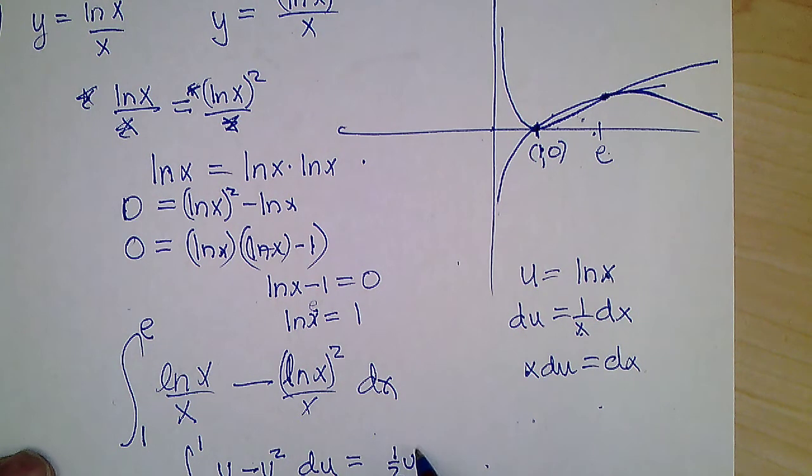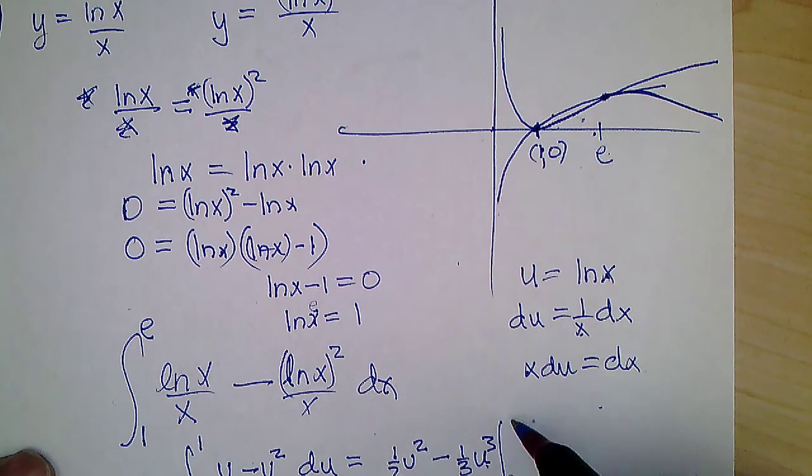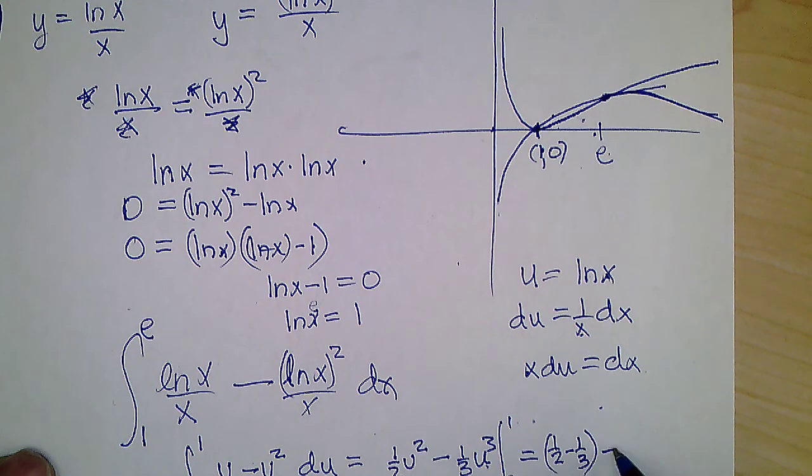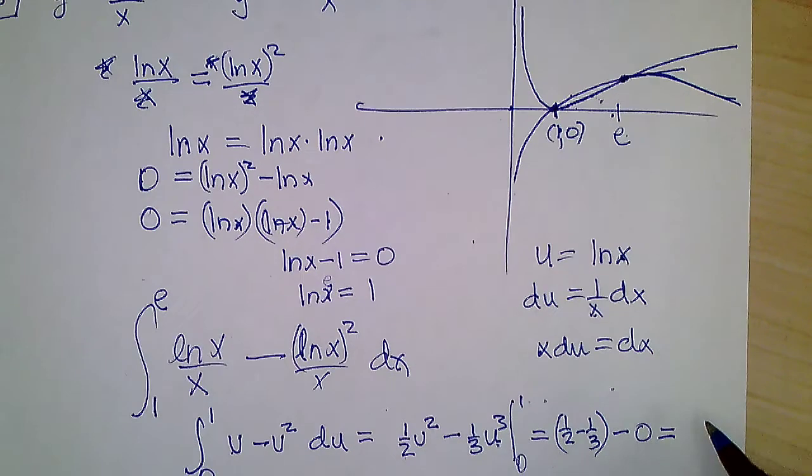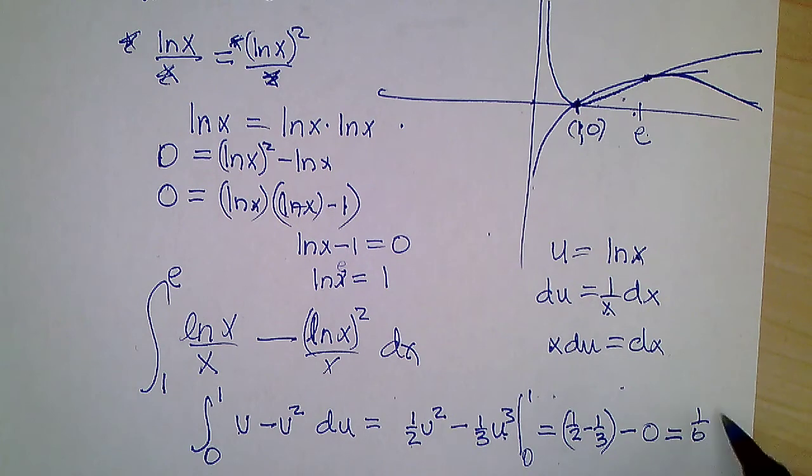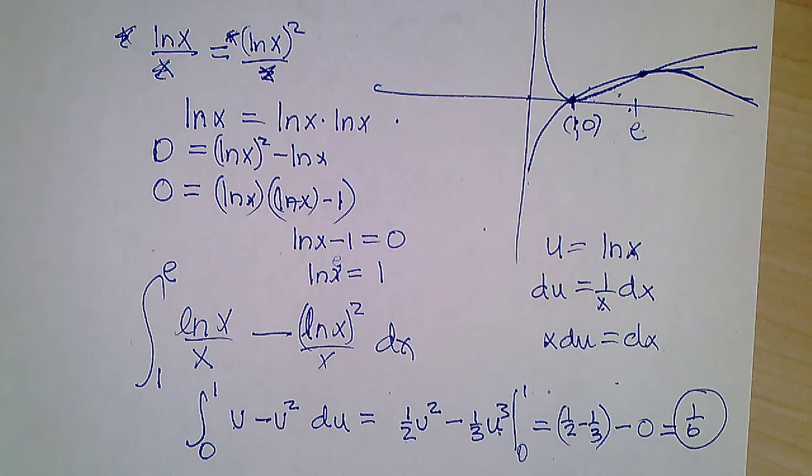Which is 1/2 u squared minus 1/3 u to the third, evaluated from 0 to 1, which would be 1/2 times 1 minus 1/3 times 1, which is 1/2 minus 1/3. Minus, put 0 in, I get 0. 1/2 minus 1/3 is 1/6. Okay.